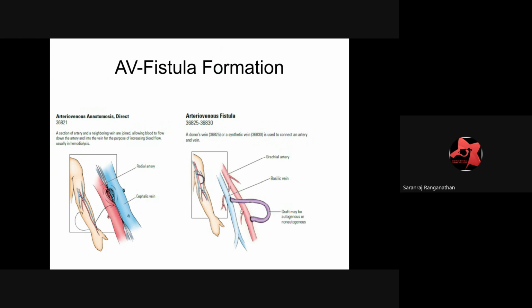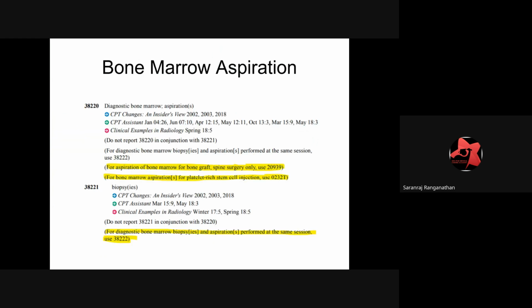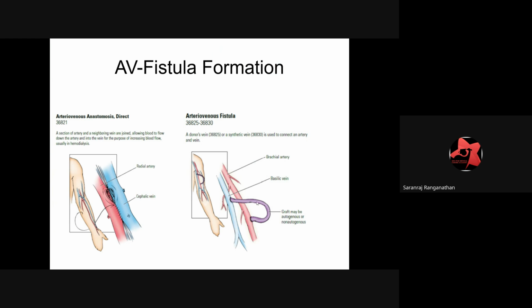So if any graft is artificially created between the arteries and veins, that is an arteriovenous fistula. Artery and veins directly connected is anastomosis. Not only for this dialysis process, sometimes this anastomosis can be created for some other process also. This AV fistula graft will be connected with the dialysis machine, and the purification process will be carried out.